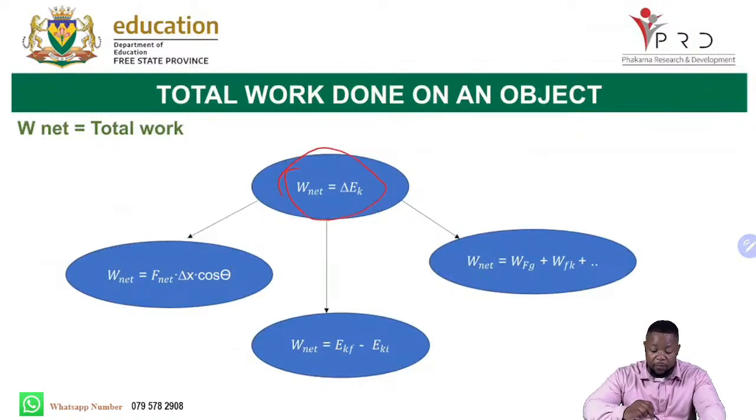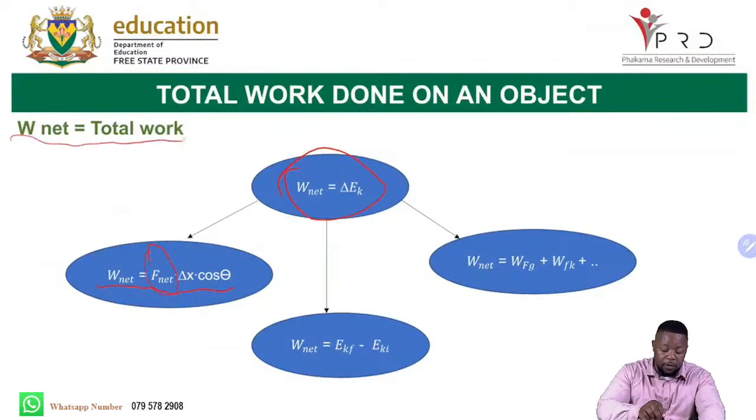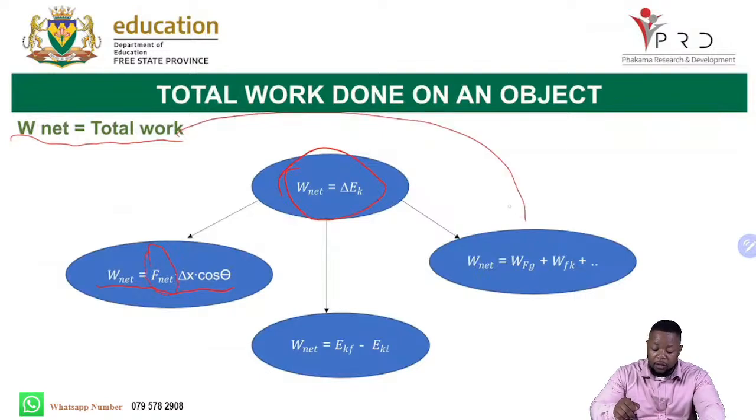The work energy theorem formula will be given on the data sheet. That is, W net is equal to delta EK. So this net work done can also be calculated with the formula if the net force is given. It's also very important to know that the net work W net is equal to the total work, which is given here as the sum of the work done by all the forces present.